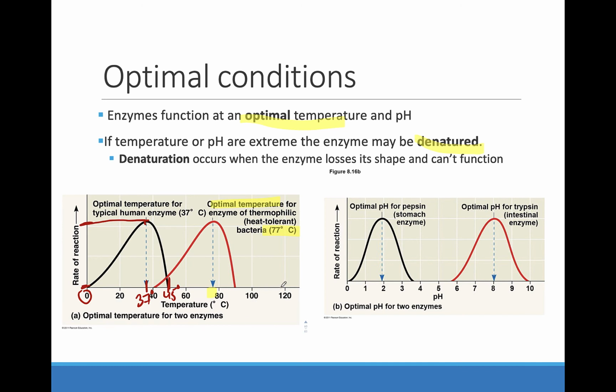The same pattern can be seen for pH. Pepsin is an enzyme in your stomach. It works best at low acidic pH levels. The enzyme trypsin in your small intestine works best at higher, slightly basic pH level. When the pepsin from your stomach moves into your intestine with your food, it is denatured.